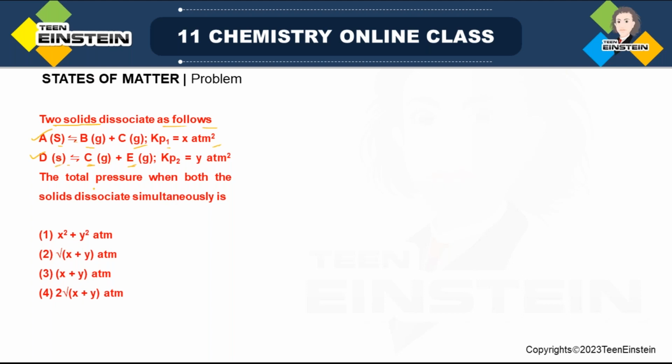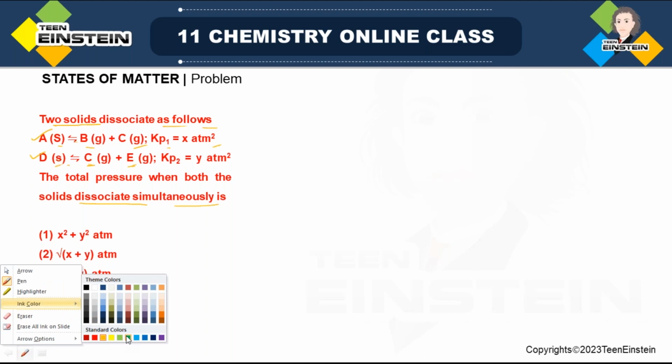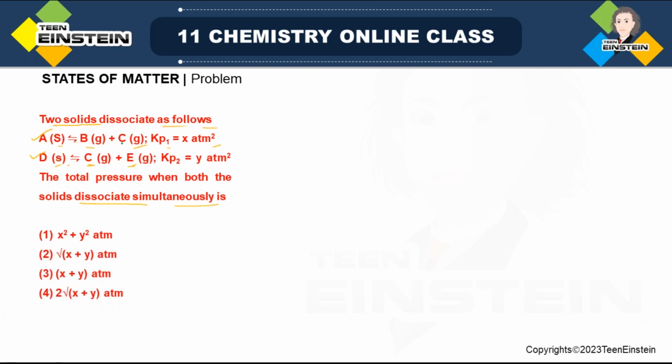The question is: when both the solids dissociate simultaneously, what will be the total pressure? That means for total pressure, you have to consider the pressures of B, C and E. And one important point that is interesting here is that the product B is common for both. Okay, we have some options in terms of X and Y.